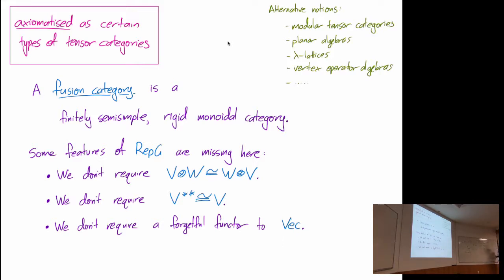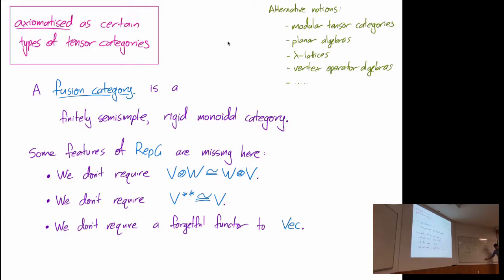But notice this gives us no guarantee. One thing you can't necessarily do is have an evaluation map from V tensor V dual to 1. We don't have a way of swapping tensor products. We don't have a way of replacing double duals with single duals, so that's just something that might not be provided for us. You do get a natural map from V into a double dual like that. No, I don't think you do in general.